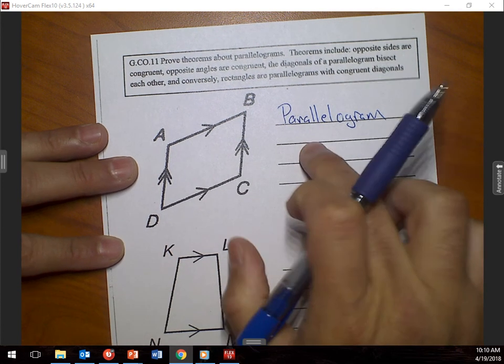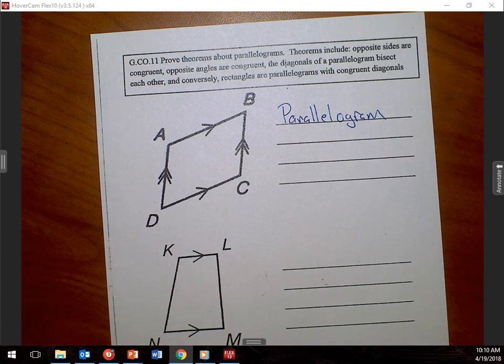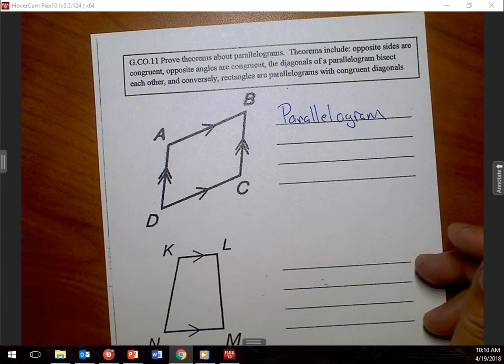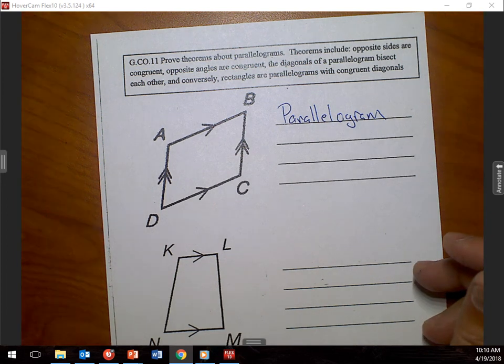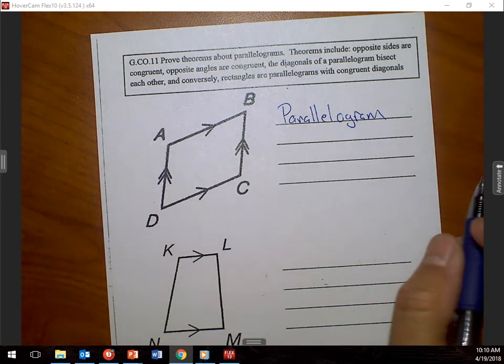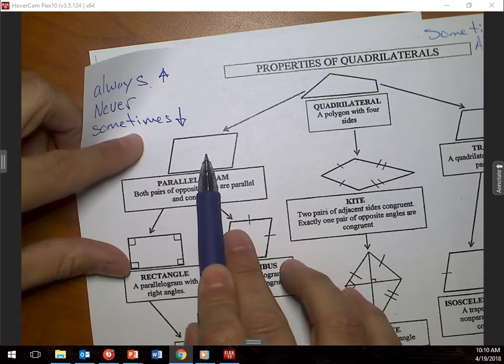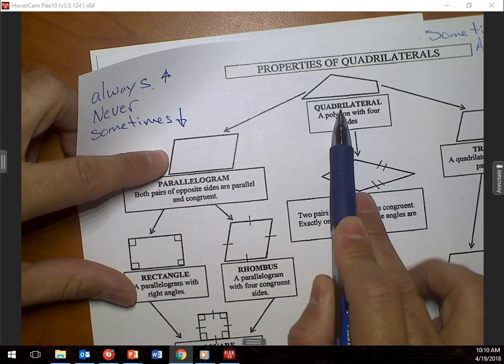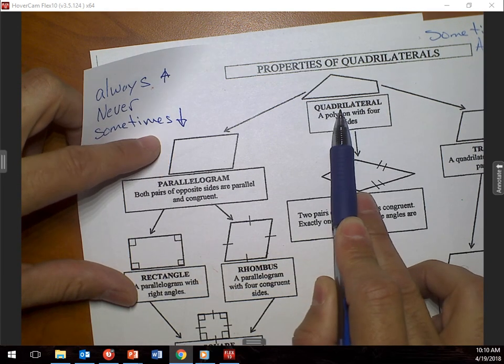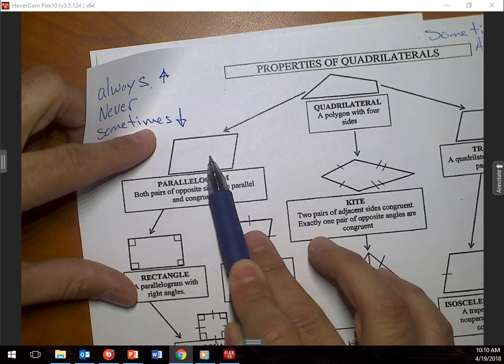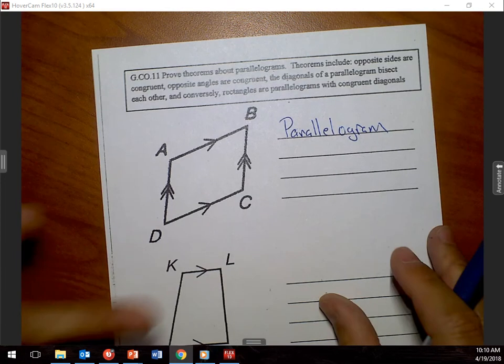Okay. So if it's a parallelogram, what else is it? It's also a quadrilateral. If it's a parallelogram, it'll always be a quadrilateral also, right? So it is a parallelogram and it is a quadrilateral.